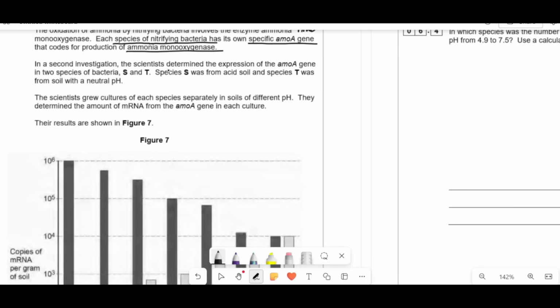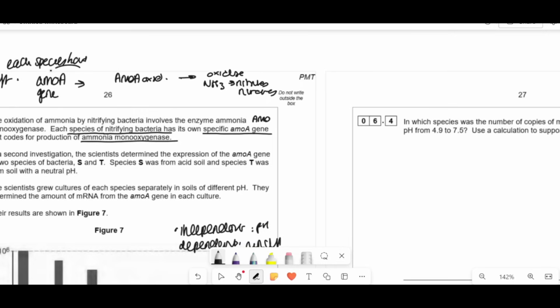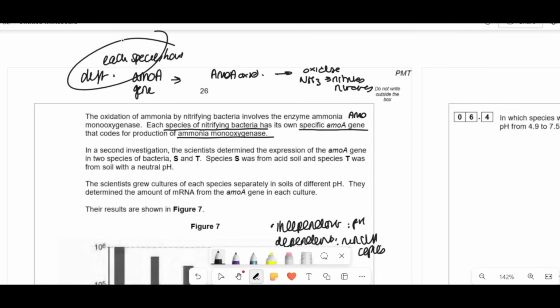Fine. In a second investigation, the scientists determined the expression of this gene with two species of bacteria, S and T. S was from acid soil, and T was from a neutral pH. So they drew cultures of each one of these, and then they measured the amount of mRNA from the AQA gene in each culture. So again, dependent, independent. The independent is pH. The dependent is mRNA copies, right? But the mRNA copies are of this AQA gene, which remember each species has different versions of.